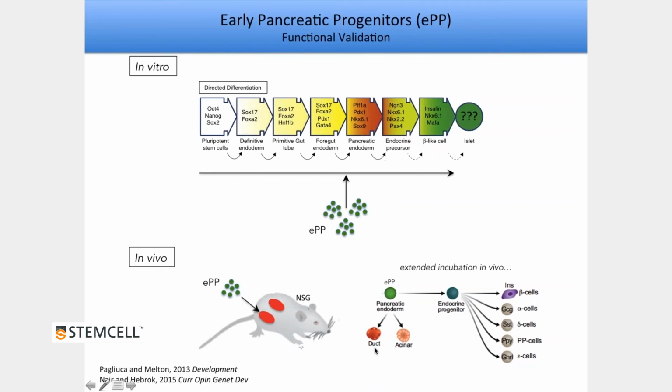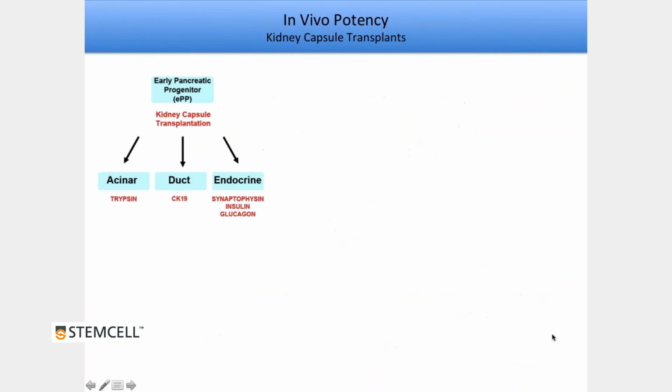And secondly, because we don't have good protocols for the formation of duct and acinar cells or any of these other lineages, if we want to know how potent these cells really are, then we need to put them in a mouse and see whether they can form these different lineages. So that's exactly what I did. I transplanted my cells under the kidney capsule of an immunodeficient mouse.